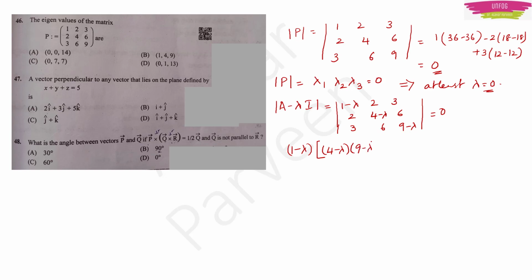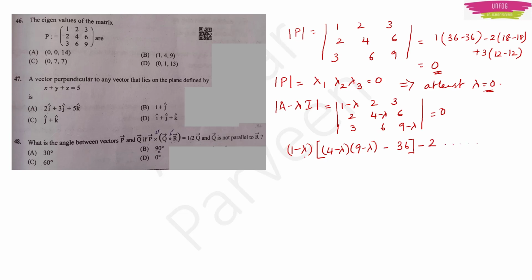What is the procedure we follow to find the eigenvalue? We take A minus lambda I, right? We take the identity matrix times the eigenvalue. This I can write as 1 minus lambda, 2, 3; 2, 4 minus lambda, 6; 3, 6, 9 minus lambda. This I will set equal to 0. So (1 minus lambda)(4 minus lambda)(9 minus lambda) minus 36 minus 2 into, and so on.